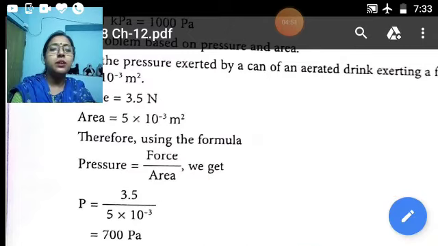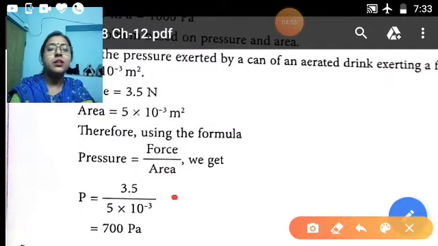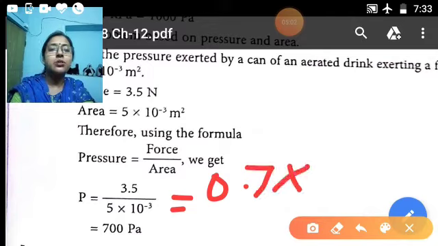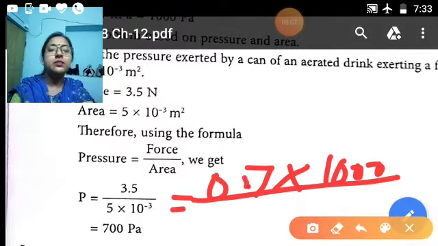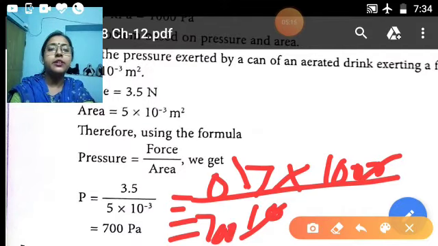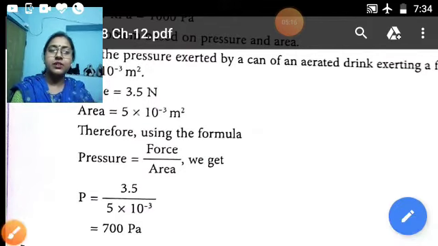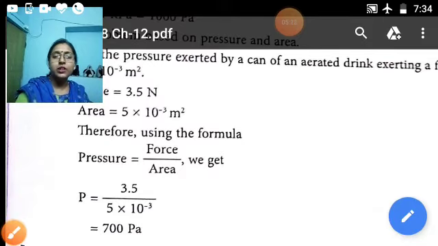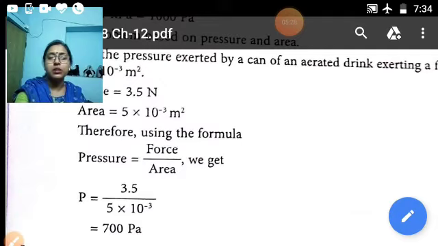So the answer will be 0.7 into 1000 divided by, if you remove and cut here, the answer will be 700 Pascal. 700 Pascal will be the answer. In this way we will calculate the answer. So pressure here is 700 Pascal. In this way you will calculate the numericals. So remember, pressure is equal to force divided by area.